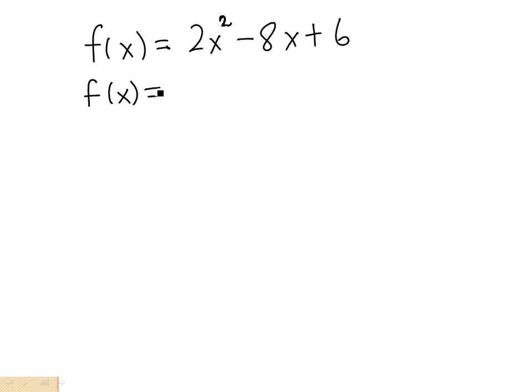Which is f of x equals 2x squared minus 8x plus 6. Okay, now what we first need to do is factor out the a in this problem. The a is 2. We need to factor out the 2 only from the first 2 terms, not from the 6. So let's factor out the 2. Take the 2 out, we have x squared minus 4x, and then we're going to put this plus 6 out to the side.